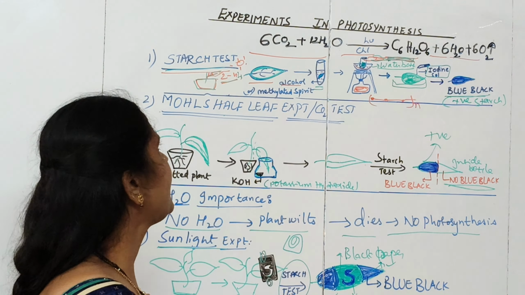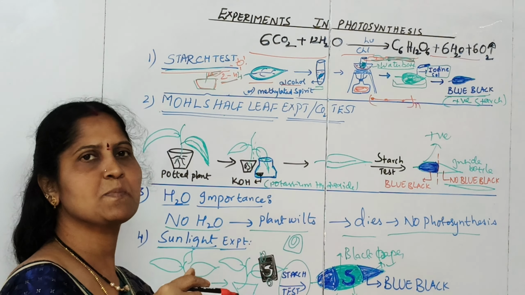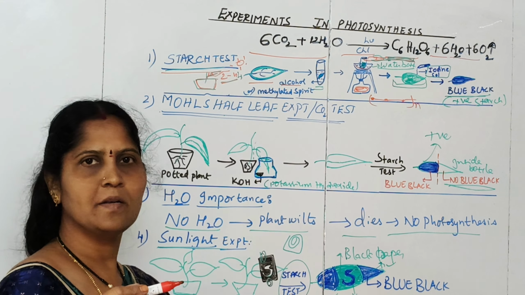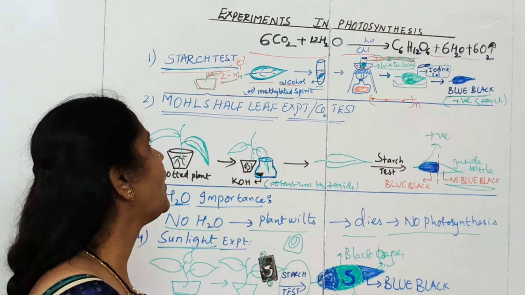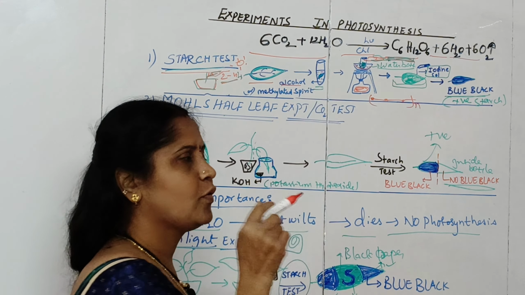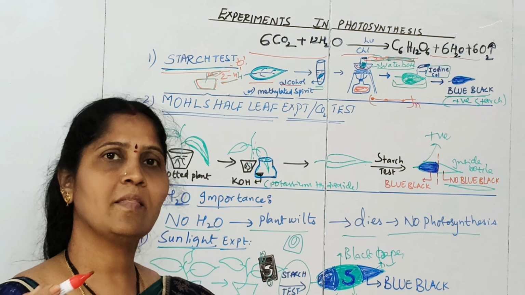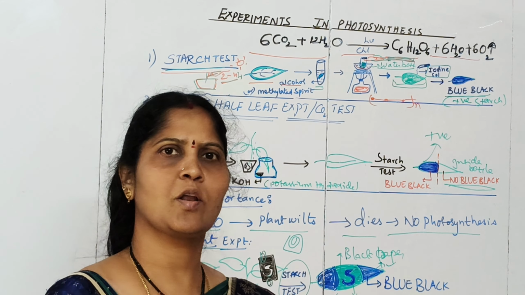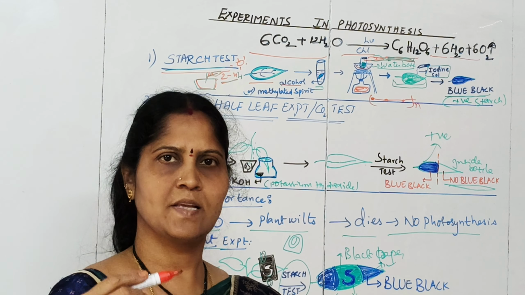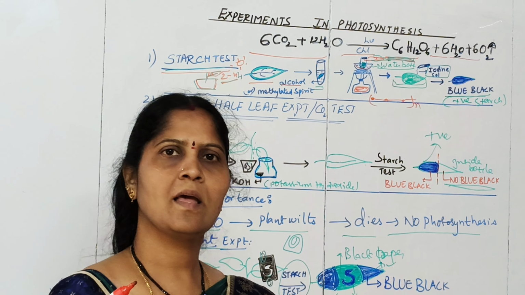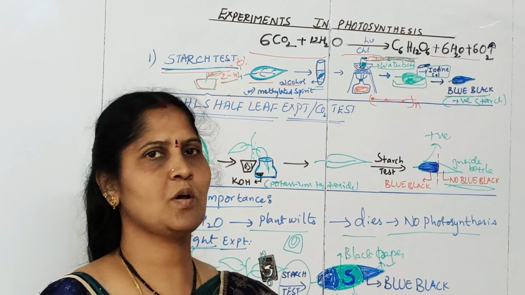So coming to the experiments part, what are these experiments? In these experiments, we will be discussing the components, that is, the four raw materials that are there: carbon dioxide, water, sunlight, chlorophyll. Are they really essential for photosynthesis or not? We will work them out as experiments and see whether these are really needed for photosynthesis or not.